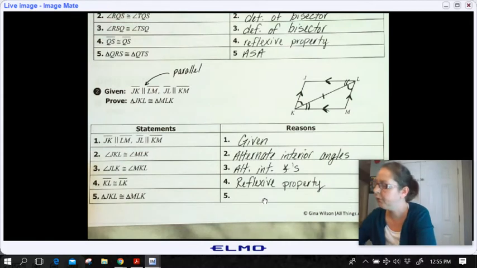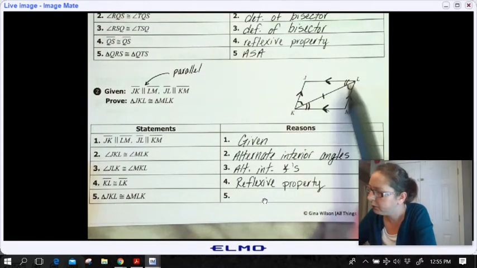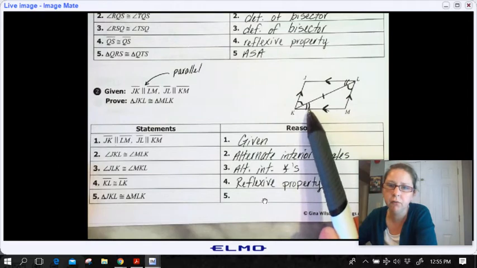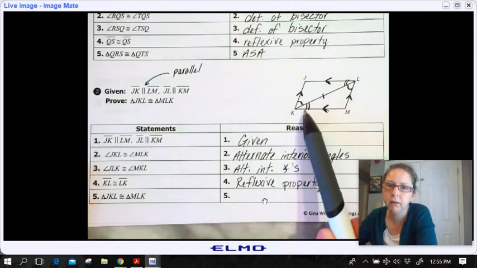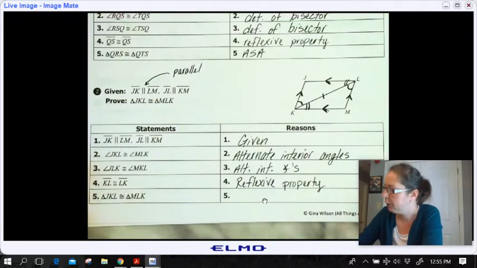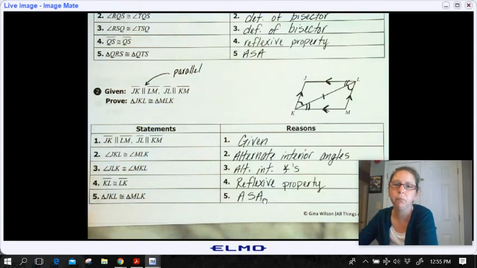So here's what I have now. I have an angle, a side, and an angle. And in the other triangle, I have the first angle, the side, and the second angle. Okay, so I have angle, side, angle. Excellent.